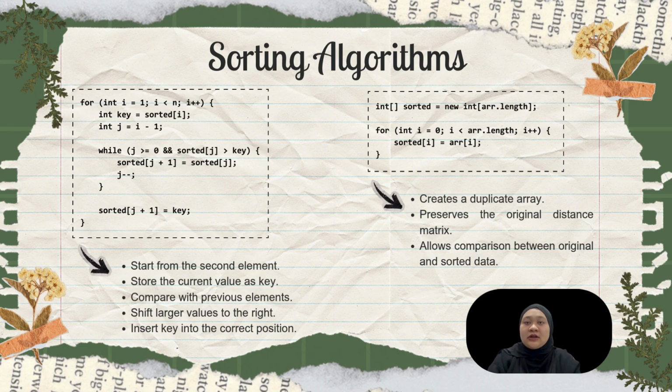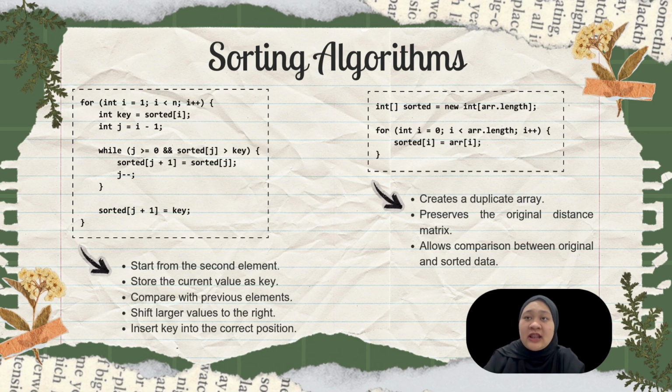After that, the algorithm starts from the second element in the array. The current element is assigned to a variable called key, while another variable j is used to compare the key with the element on its left side. Next, the algorithm checks whether the elements on the left are larger than the key value. If they are larger, those elements will be shifted one position to the right. This process continues until the correct position for the key is found. Once the correct position is identified, the key is inserted into that position.